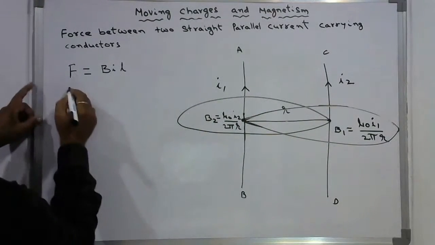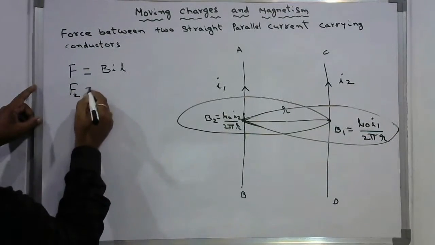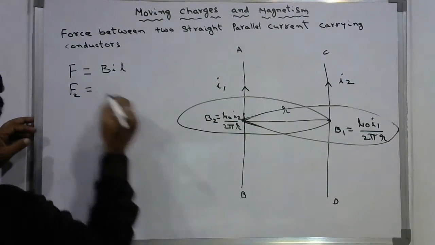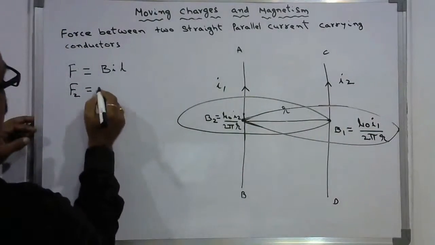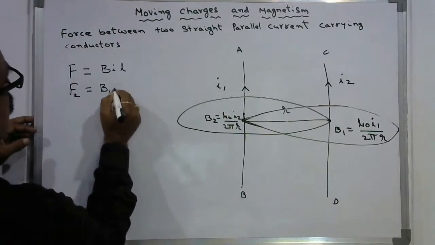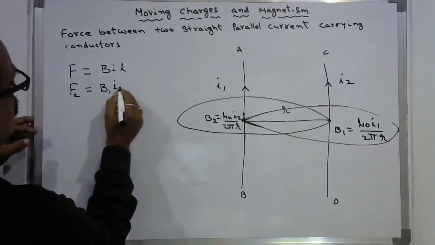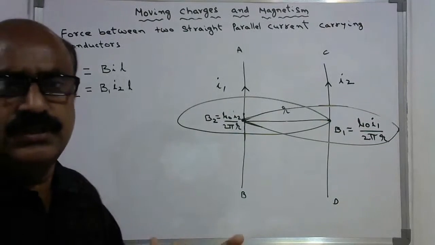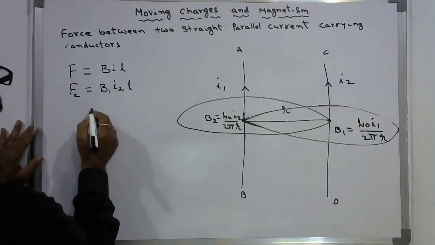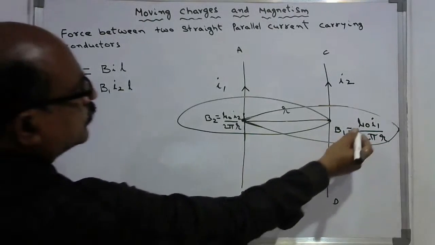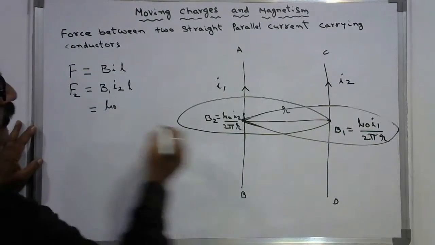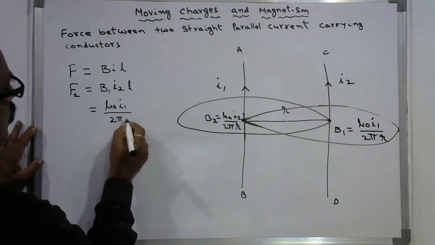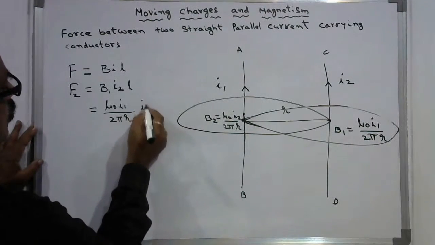So F2, the force on the second conductor CD, is equal to B. What is the magnetic field here? It is B1. And what is the current in the second conductor? I2. What is the length of the conductors for which we are considering the force? A length of L. So what is B1? Mu naught I1 by 2 pi r, into I2 into L.